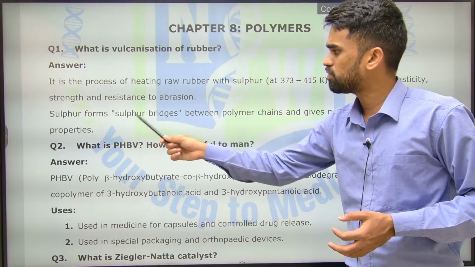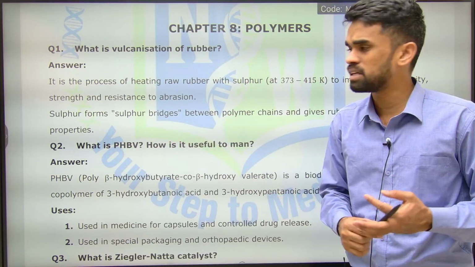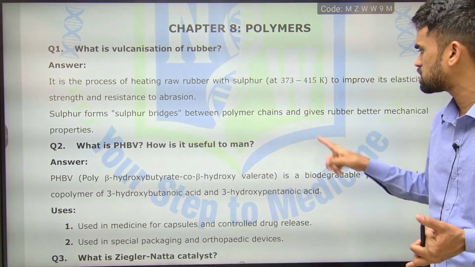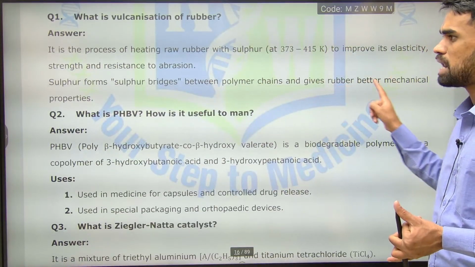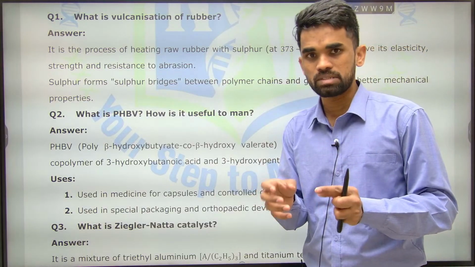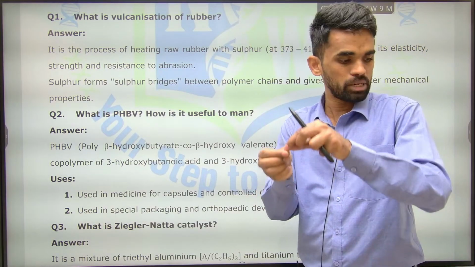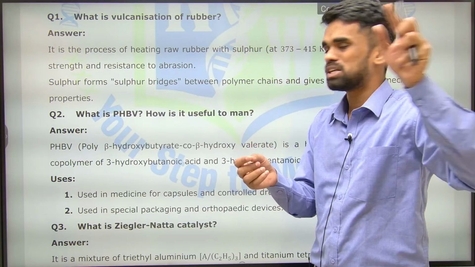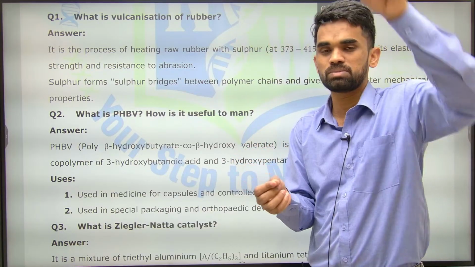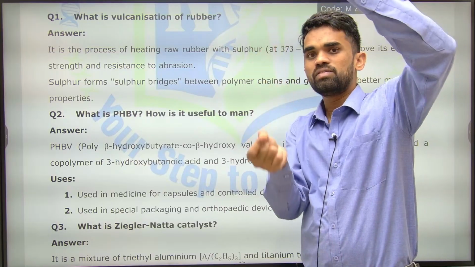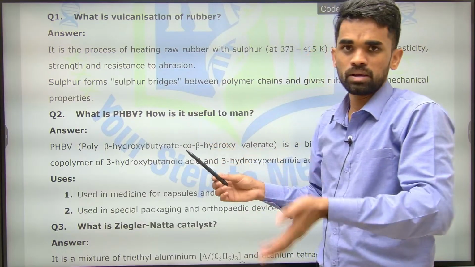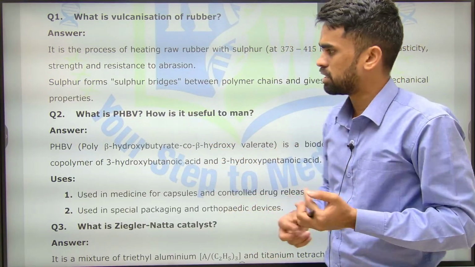What is the reason behind this? Sulfur forms bridges between the polymer chains and gives rubber better mechanical properties. Like polymer chains are there, no? Between two polymer chains we can have a sulfur bridge bond. Due to that, the properties of rubber will be elevated. Okay, then next.